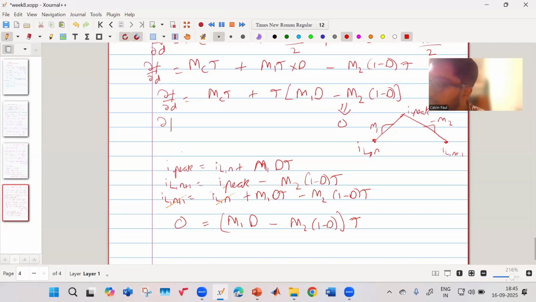Your dou F upon dou D becomes equal to MC into T. Would you like me to clarify this once more? Because this is a bit complicated.